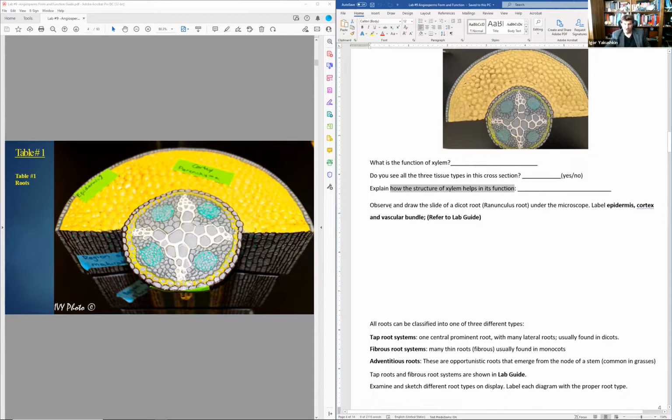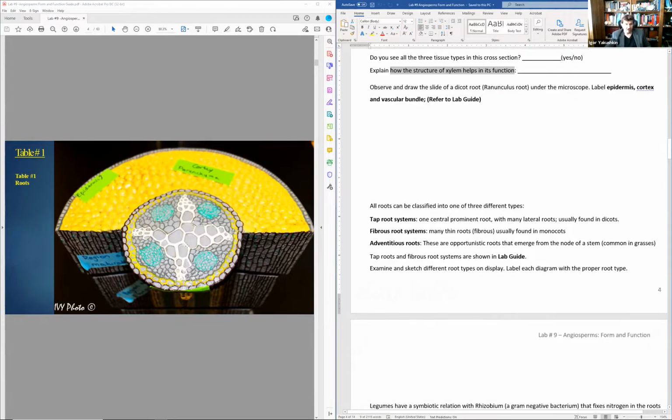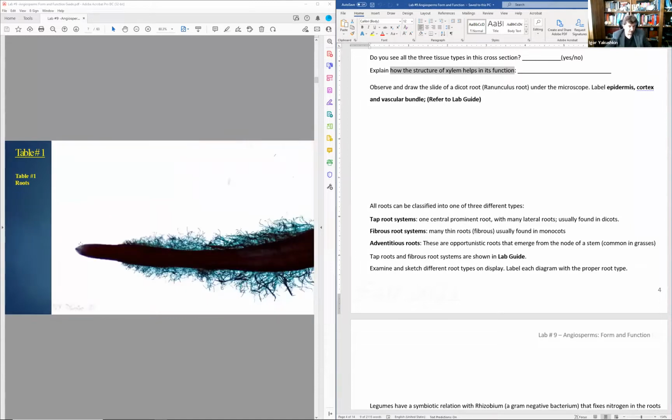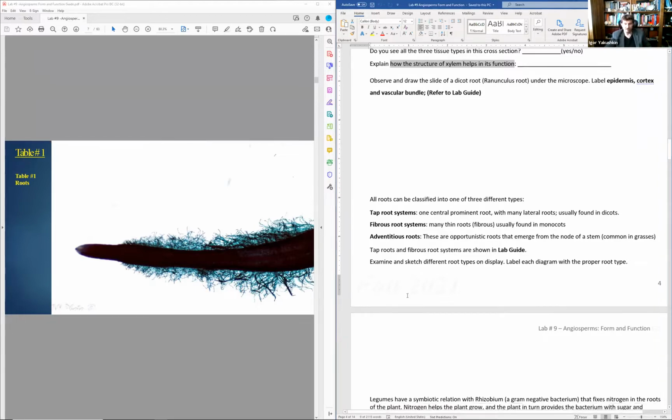All right, so roots can be classified. And this is the microphotograph of the root. You can see the zone of division, the zone of elongation, and whenever you start seeing the root hairs coming out, you'll see the zone of maturation. Again, root hairs are necessary to do what? To drastically increase surface area, to increase the absorption rates. More absorption, more water, more food.